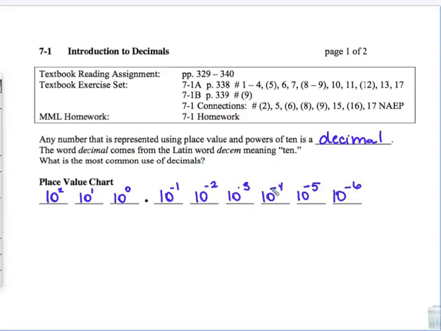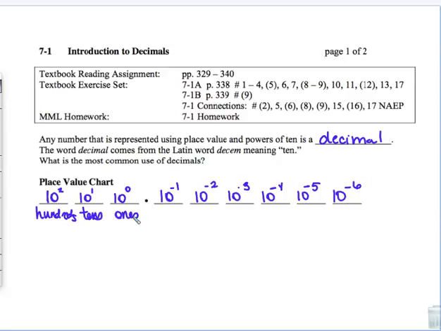And I want to write this in decimal form, in fraction form, and then even add the place value name here. So we know 10 squared is 100, and so let's go ahead and add that this is the hundreds place. 10 to the first is 10, so we know this is the tens place. 10 to the 0 is 1, and this is the ones place.